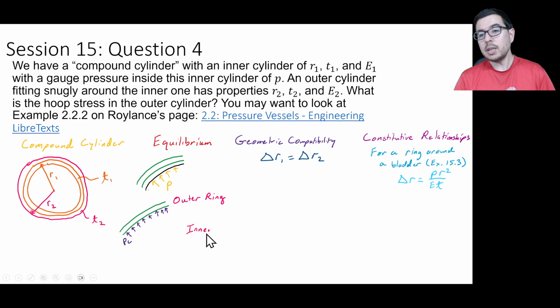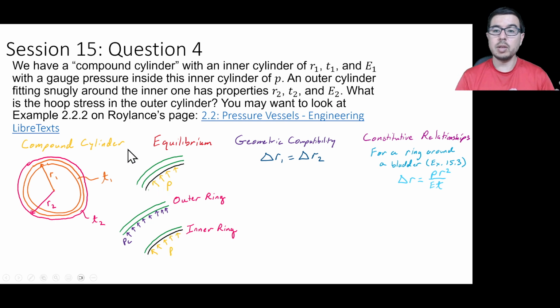Well, there is an inner ring, and if we draw the inner ring, we can say there's a pressure on the inside, which is the P, which relative to out here is something significant and is gauge pressure. But what's acting on this side of the inner ring? Well, normally we try to be very careful in equilibrium and keep it to forces.